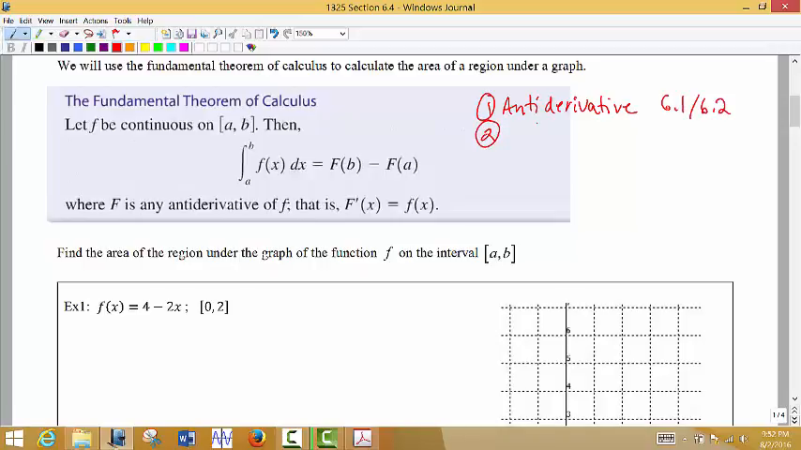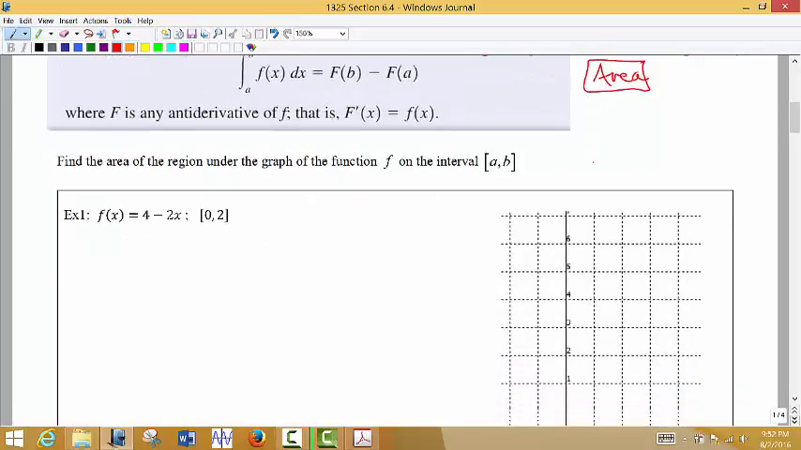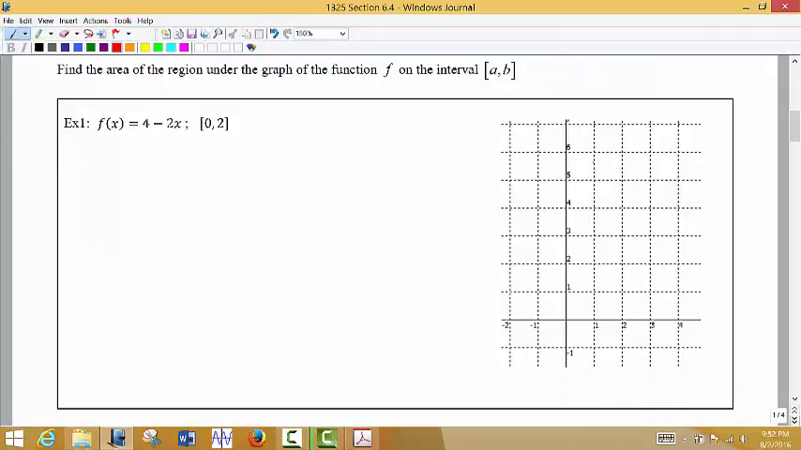In part 2, it actually says after you find the antiderivative, you are going to take the upper limit of integration and plug it into the antiderivative, and then you're going to subtract from that the lower limit put into our antiderivative. So we're going to find a number, and that number that we find in the end is going to represent the area between the curve and the x-axis. Alright, so we're going to look at an example. We're going to look at a good visual of what we're actually trying to accomplish here.